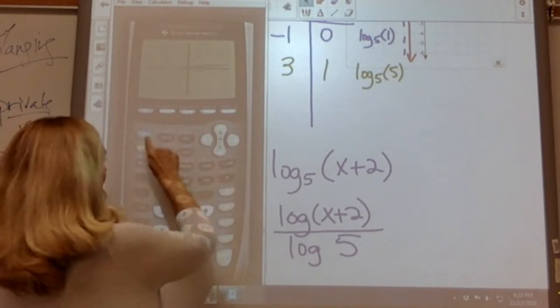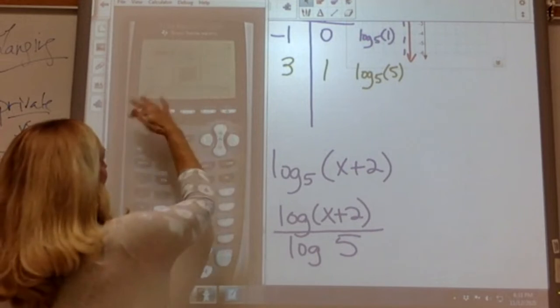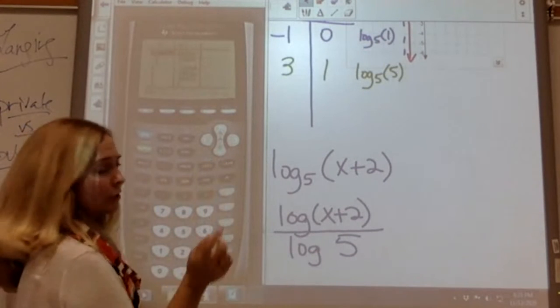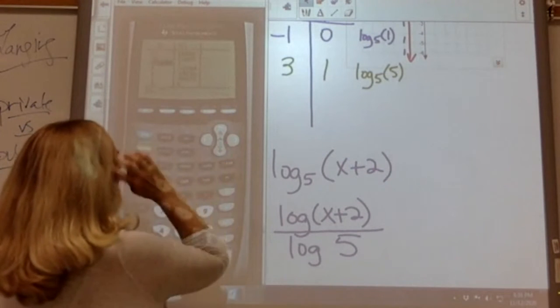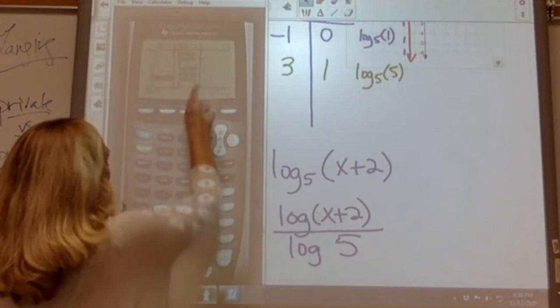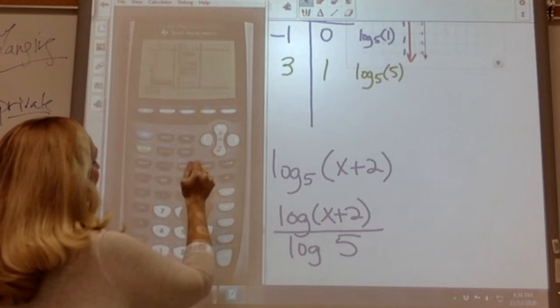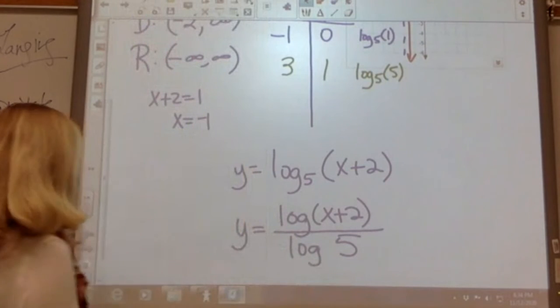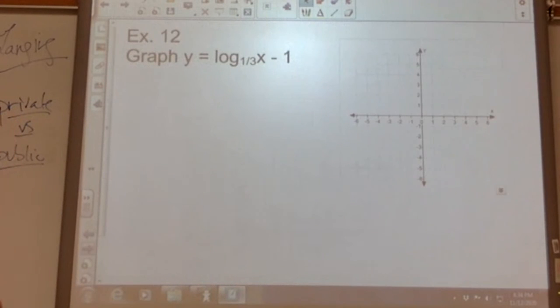And I could go to the second graph to see my XY chart. And so I've got errors because you cannot take the log of a negative number. And so that's why it has to be positive. So then I start setting my values here. All right, so, next one.